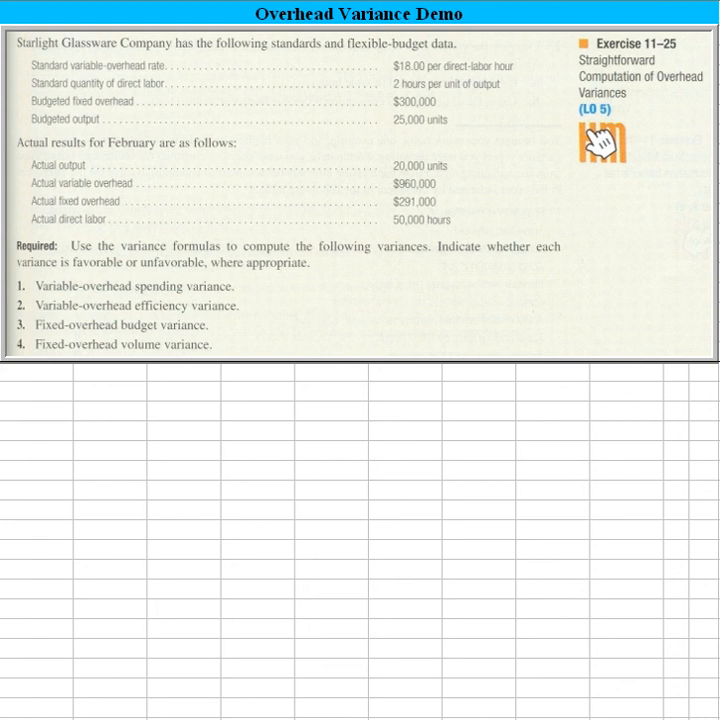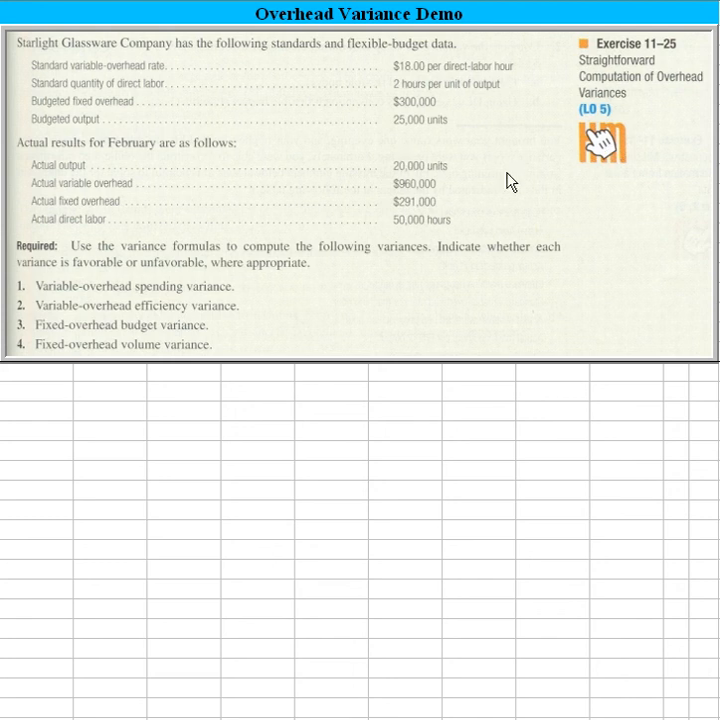Hi everyone. Let's work through this overhead variance demonstration, taken from exercise 11-25, which involves a computation of some overhead variances. In this problem we're dealing with the Starlight Glassware Company, and they give us some information about some standards in their flexible budget data.